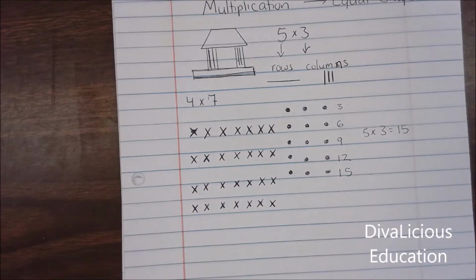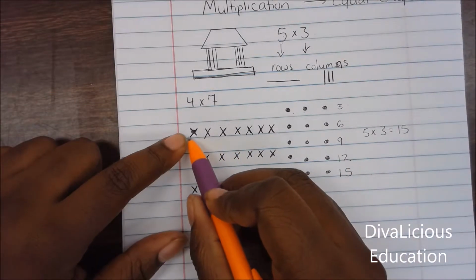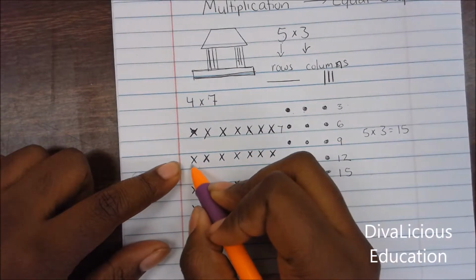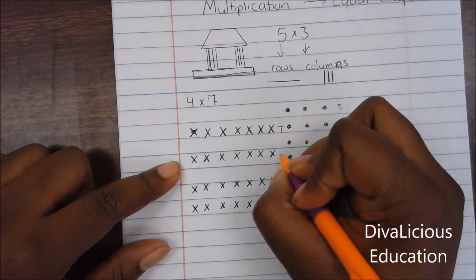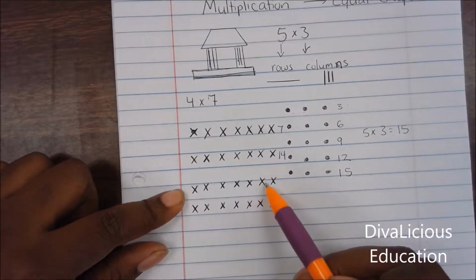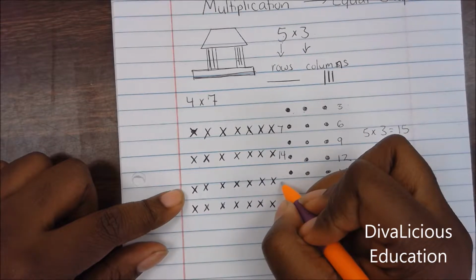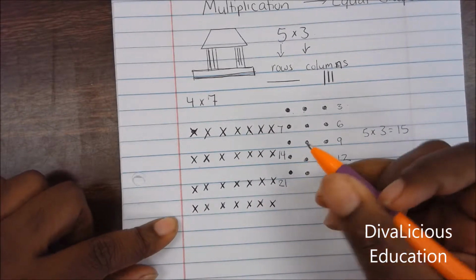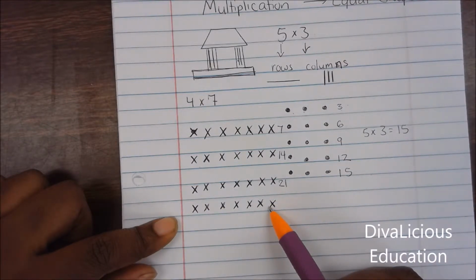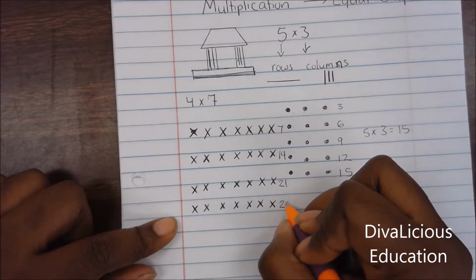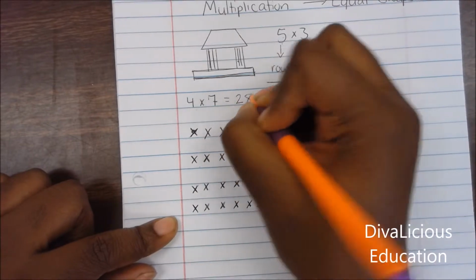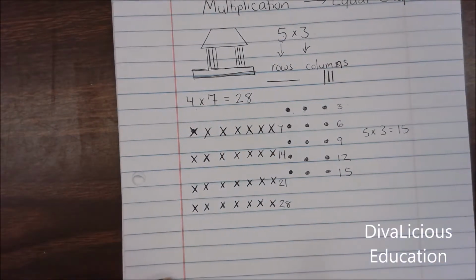Then what that lets me do is it lets me now count, because I know that this row has, right, 7. So another group of 7, I could count it, and I know it's 14, and then I would need to count another 7, and that would be 21. Great. And then I would need to count another 7, and that would be 28, so that I know 4 times 7 equals 28.